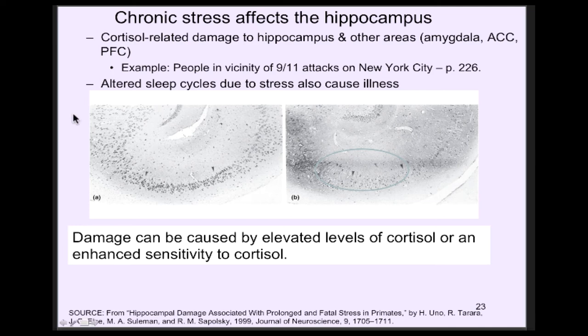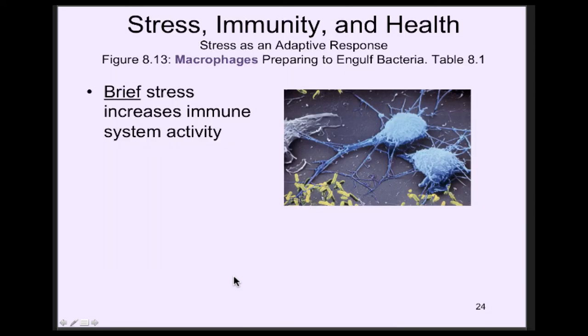Also, it's important to note that damage to the brain can be caused by elevated levels of cortisol, but also sometimes we see that actual levels of cortisol are lower, but there's an enhanced sensitivity. There has been receptor upregulation. And unfortunately, that means that even though there's less cortisol, the brain is more sensitive to it, and so it's more likely to get damage from it.